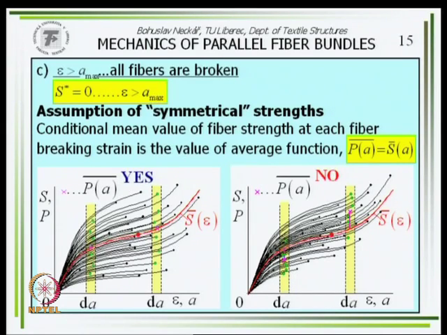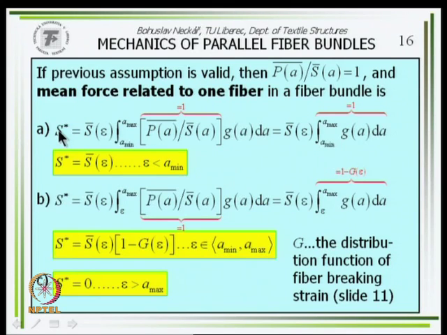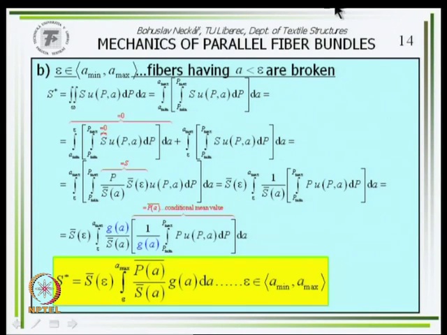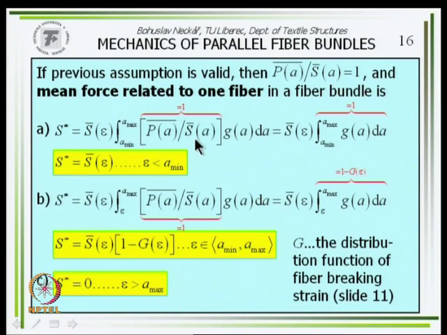If it is valid, then we can say that the conditional mean value, p A bar, is the same as the corresponding value on our average function, equal to S bar A. If yes, then for S star, these are our three cases, A, B, C. The ratio p A bar by S bar A, which is in our earlier equation, is now equal to 1. Yeah? Here is this ratio. It's now equal to 1, and therefore we can write this one. But what is this one? It is the integral of the probability density function over the whole domain, so it is equal to 1.